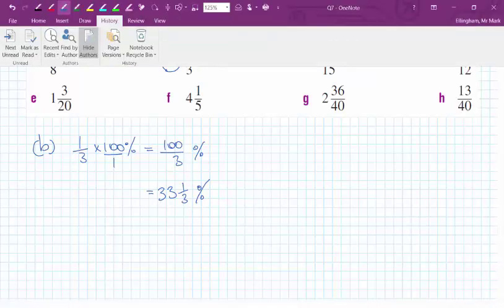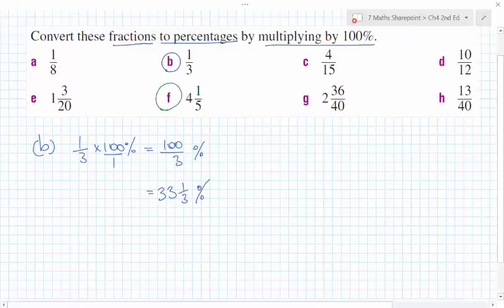Okay, so let's have a look at how we tackle F. With F, I have 4 1/5. What I want to do first of all is convert that to an improper fraction. So I would go 4 times 5 and add 1. 4 times 5 is 20, so that would be the same as 21 over 5.